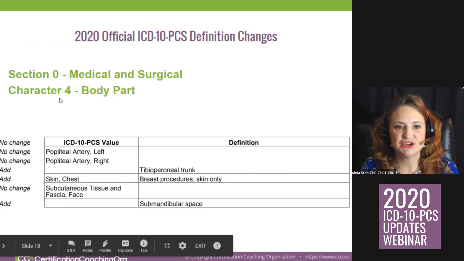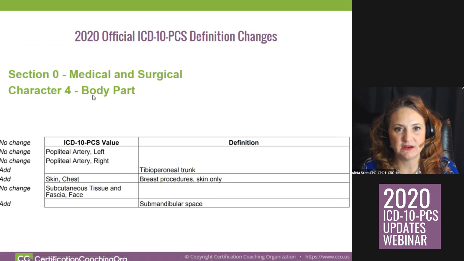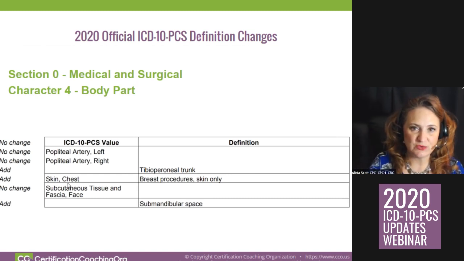Now, med-surg for body part as the character, there have been some changes. So we have the popliteal arteries, and they added to that the tibioperoneal trunk. Okay, so we didn't have that option before. And they also added, for skin and chest breast procedures, skin only.